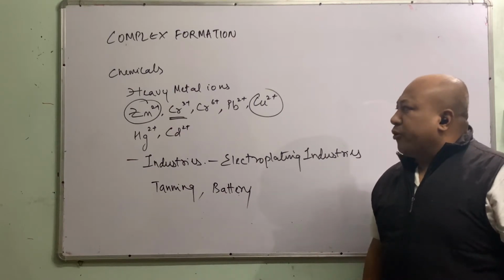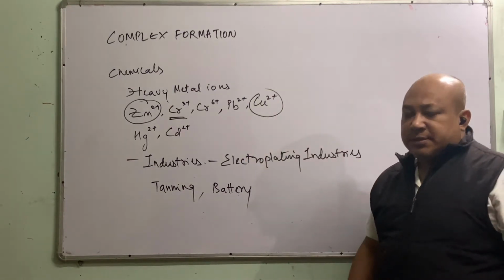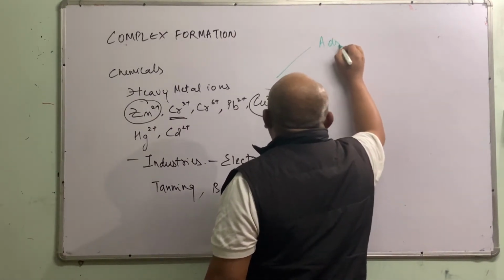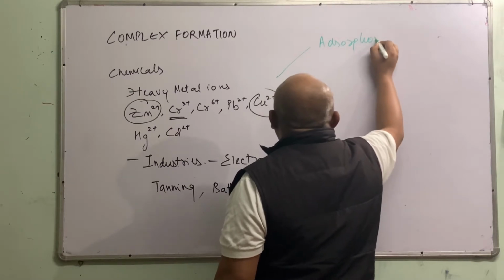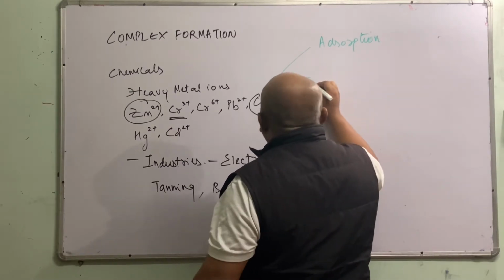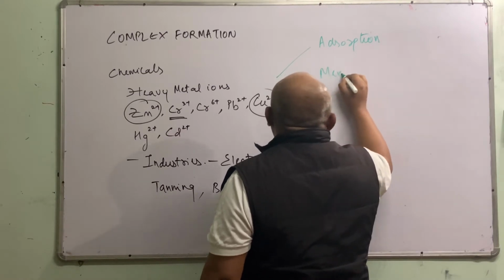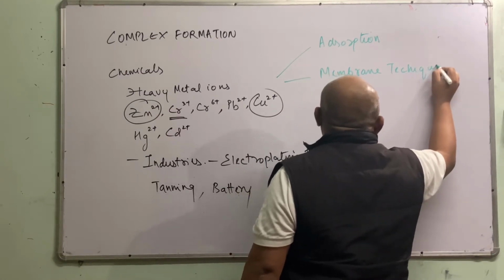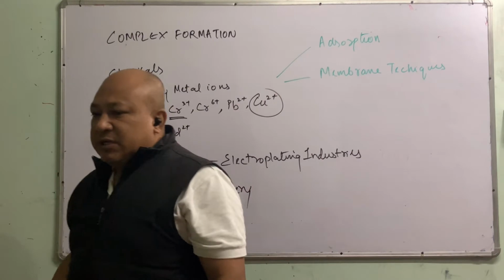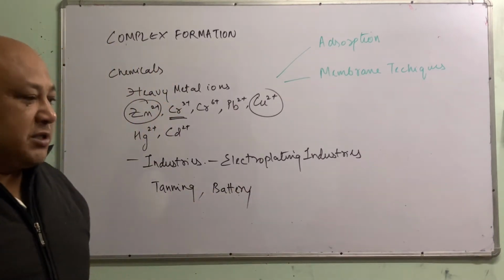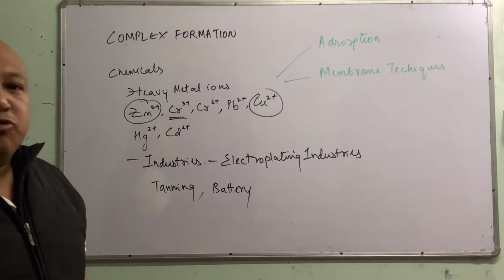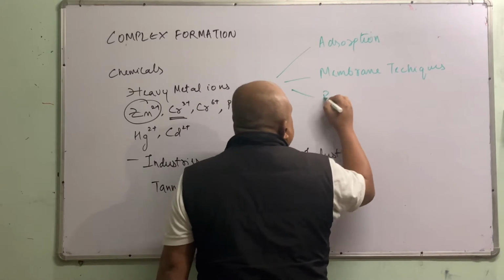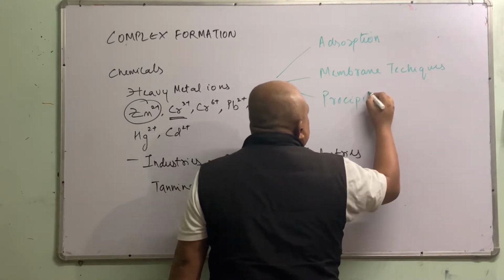Now, from this subject point of view, how to remove all these heavy metals? There are different techniques. Some of the examples are, it can be removed by adsorption. So this will be coming afterwards. Then another one, very simple, is membrane techniques, like reverse osmosis, then electrodialysis, using membranes. And another one, the simplest, is precipitation.